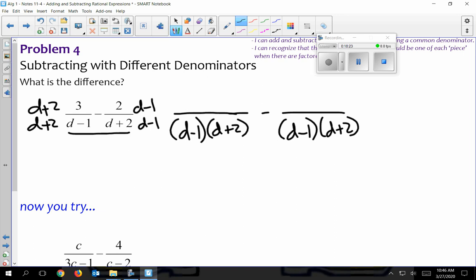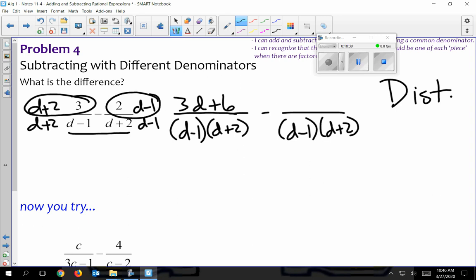Now, you want to distribute what you just multiplied to the top of each. So I'm going to have to distribute right here. I get 3d plus 6. I'm going to distribute here and get 2d minus 2. Now, since I have a common denominator, I can write it as one fraction and put the tops together.